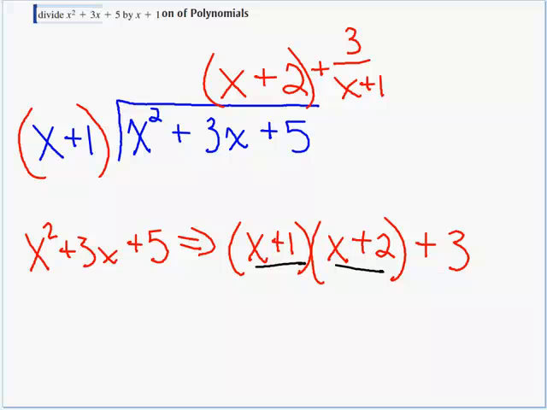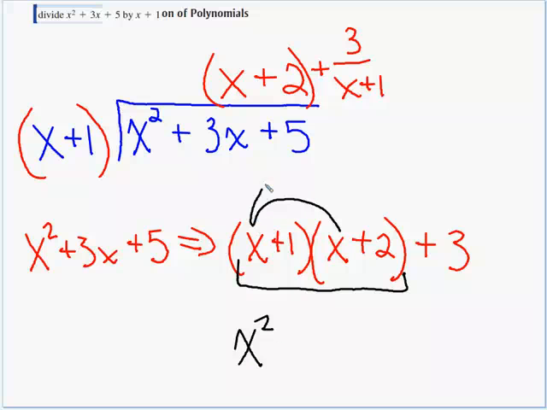Well, let's just show that it does work. If we just concentrate here and FOIL, first times first is x times x is x squared. Outer terms, here we would have a 2x, and in here a 1x.